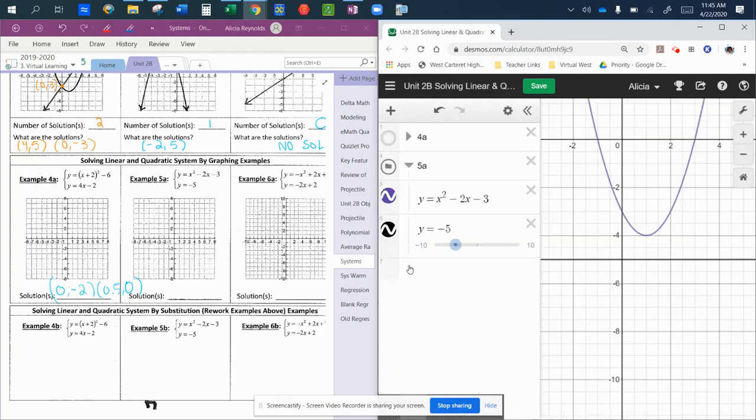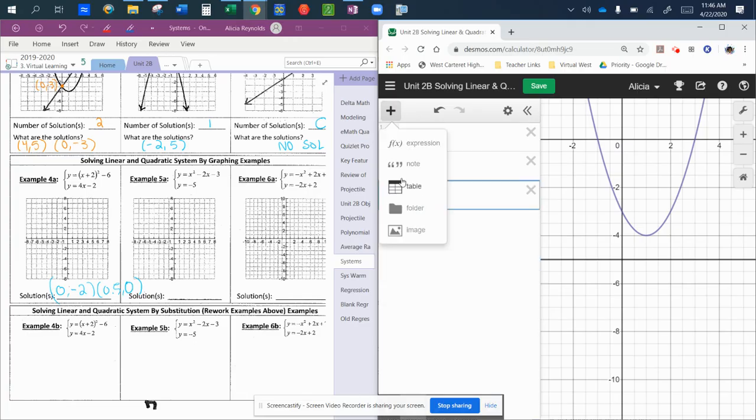For my last example, so we've got no solution because they do not touch. So I've got a parabola up here and I've got a line. That's a rough sketch. So we've got a parabola, that's better, down here, and we've got our line down here not touching.